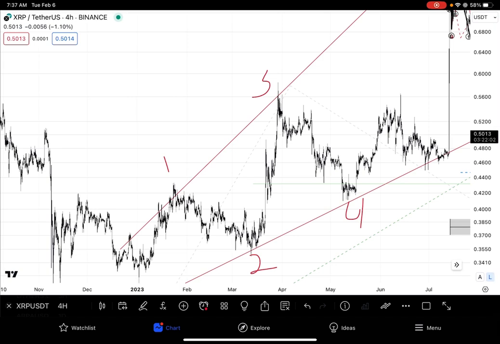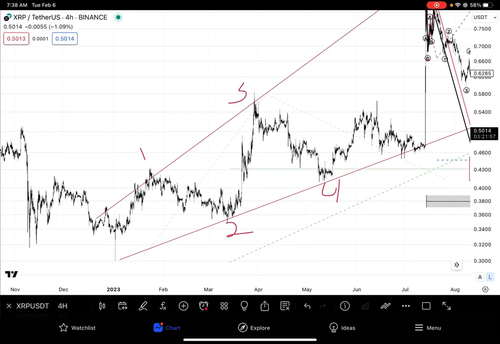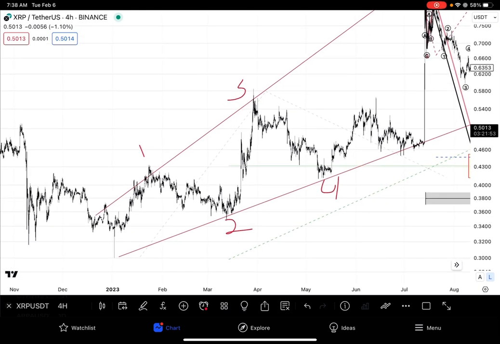Let's take a look at XRP over here. And what we see is a 5-wave move to the upside starting in 2023. And we have a 5-wave move up in a broadening wedge, or an ascending broadening wedge. Or in other words, you can also call it a leading diagonal from an Elliott wave point of view.